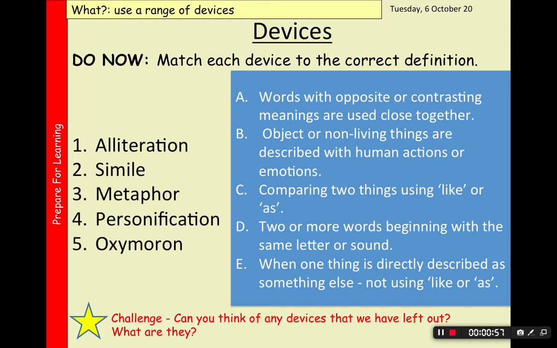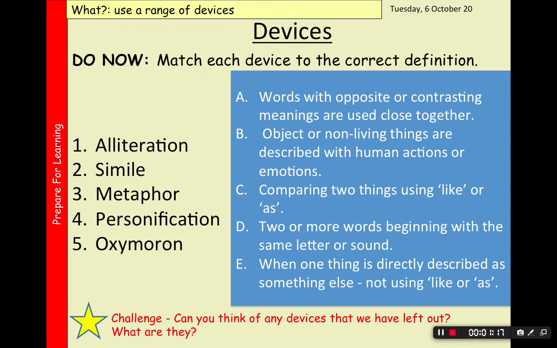Okay, so obviously pause the video if you need some extra time. So alliteration is D. So two or more words beginning with the same letter or sound. So they could be right next to each other in a sentence, or they could be kind of spaced out, but usually within the same sentence, and that's how they have the effect.